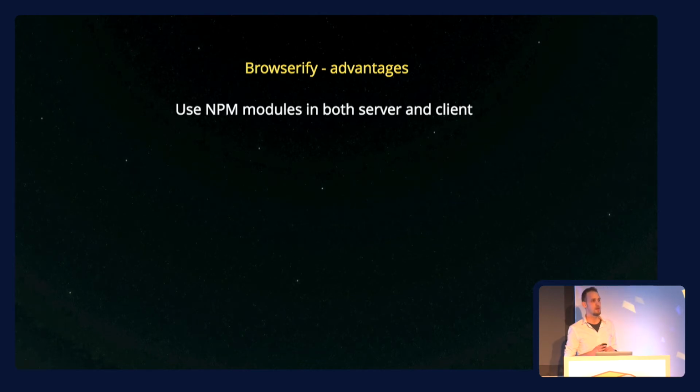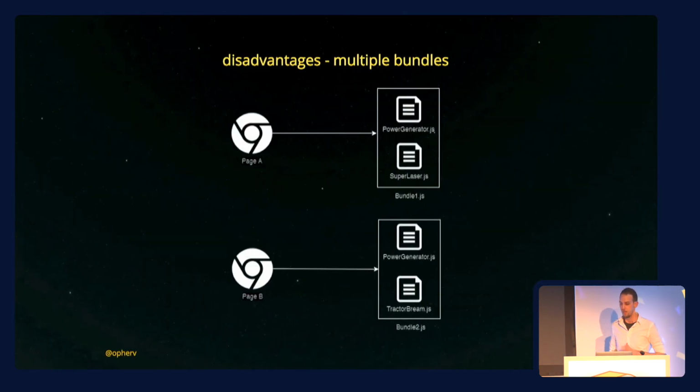But let's talk about bundles again for a bit. So let's say you have two pages. Page A needs PowerGenerator.js and SuperLaser.js. Page B needs PowerGenerator.js and TractorBeam.js. OK, so you manually create these two distinct bundles, bundle 1 and bundle 2. But now what happens when a user visits your page A and then the user visits your page B? So they download these two bundles, and that essentially means that they downloaded PowerGenerator twice. You have duplication here. Your user downloaded something twice that he shouldn't have because he already downloaded it once.